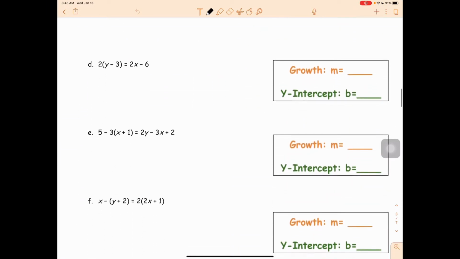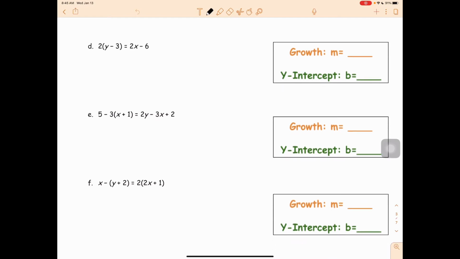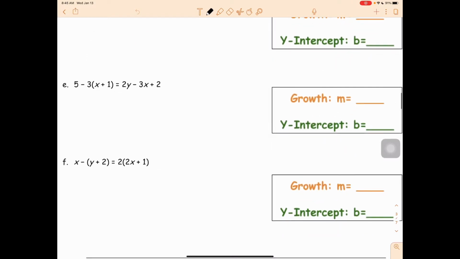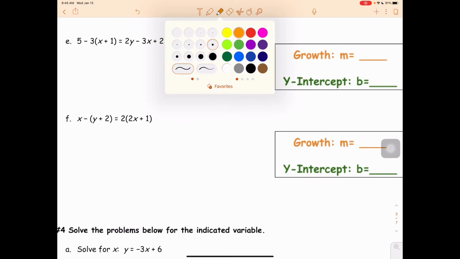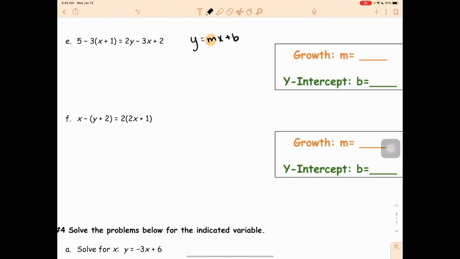We practiced a lot of rearranging these types of problems in order to rewrite them in the y equals mx plus b form. So I think I'm going to go ahead and do E and F because those look a little bit more difficult than a few of the other problems. So we want to make sure again that we are in the y equals mx plus b form because the m tells us our slope. Or in this right here I wrote growth, but this is the slope. Same thing.